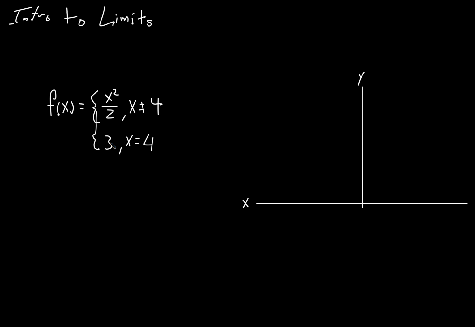All right, today we're going to be looking at intro to limits. Limits are usually based off of a function where they have certain qualities. So in this case, we have x squared over 2, where x cannot equal 4. However, when it is 3, x equals 4. So what this will look like on the graph is something like this.